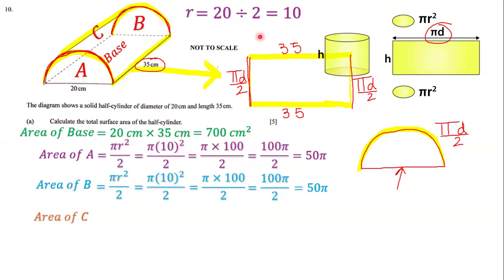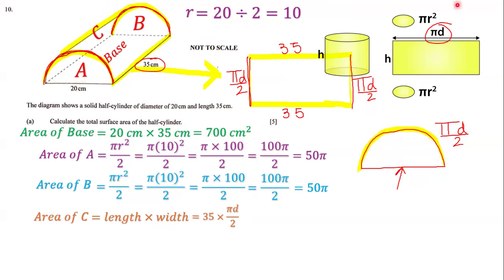Okay, so here we have the area of C, and the area of C is going to be length times width. Now, what is the length? The length in this case is 35. And what is the width? Well, the width is pi d over 2. And why is it pi d over 2? Because this length right here is the length of the curved portion of a semicircle, which is given by the formula pi d over 2.